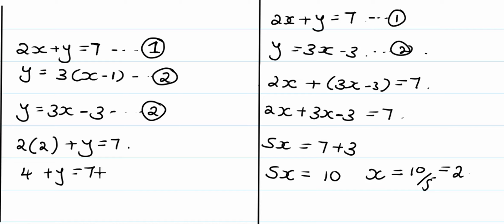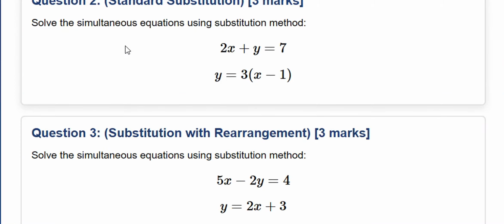But you see, I can retain y here and move the 4 on the other side, so it will be y is equals to 7 minus 4, which is 3. So y is 3 and x is 2. That is the solution for our second equation here.